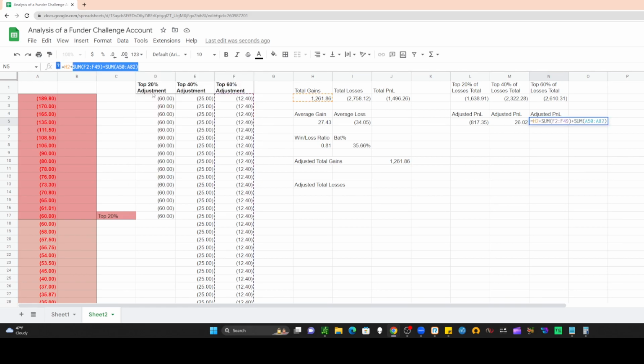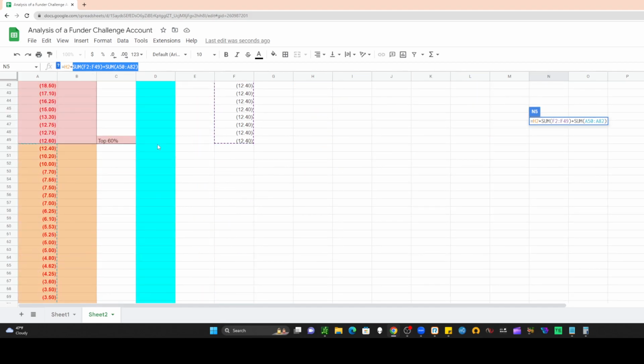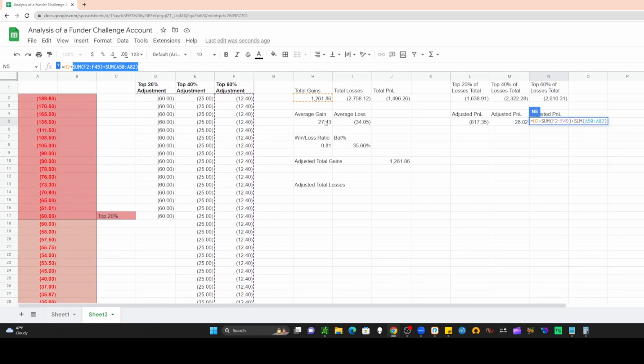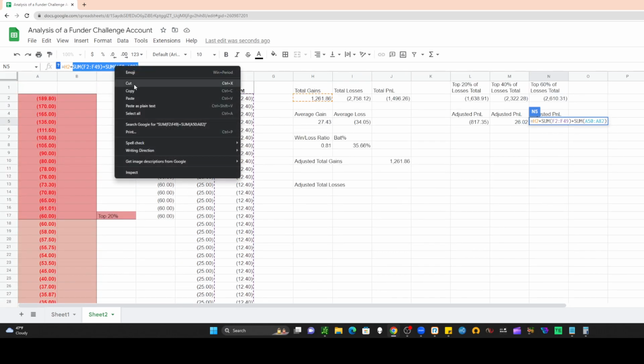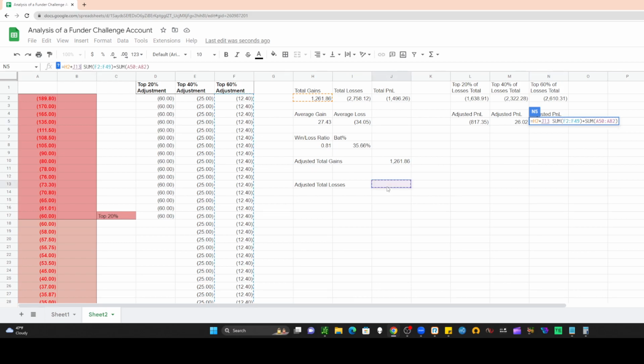Because what I did to calculate this is I added up the sum of this column here and some of that column there. So all the losses after they've been adjusted. So all I have to do is copy this formula, and I go right here, and I'll just say equals, boom, and now that's my adjusted total loss. Now, how many losses do we have? Well, we can just do it by average.